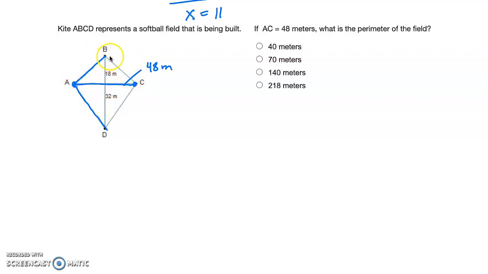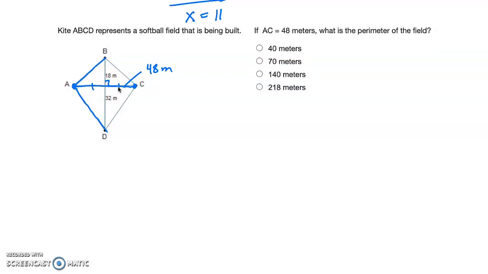adjacent sides are congruent. So AB is congruent to BC, and AD is congruent to CD. So if we can find each of those, then we can find the whole perimeter. What else do we know about kites? We know these form a right angle, and they bisect each other. So that's congruent. So we can take that 48 and split it into 2 of 24 and 24.